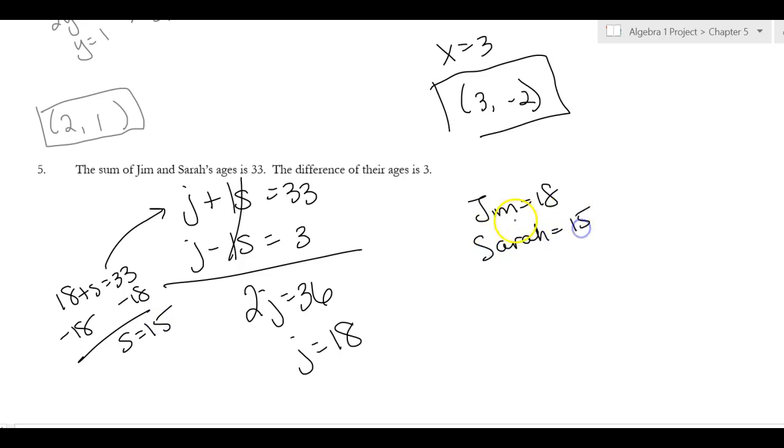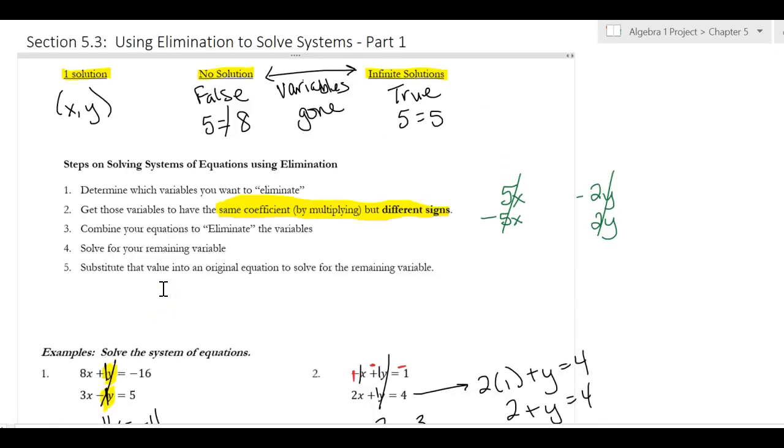Now, I don't know if actually Jim is older. It could have been Sarah that's older. But because it didn't say which was older, you could just say Jim is 18, Sarah's 15. If it was going to be more specific, you would have been able to know for sure who was older. Okay? All right, so remember when you look for things, you want to have the same number, different signs. And if you don't have that, then you change all the signs on one equation, and then you can just eliminate them.